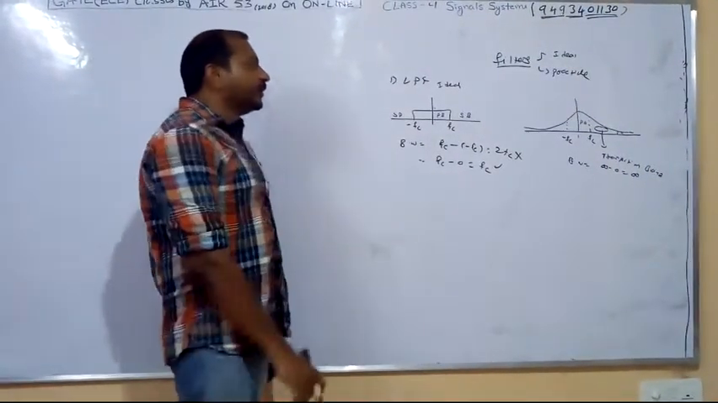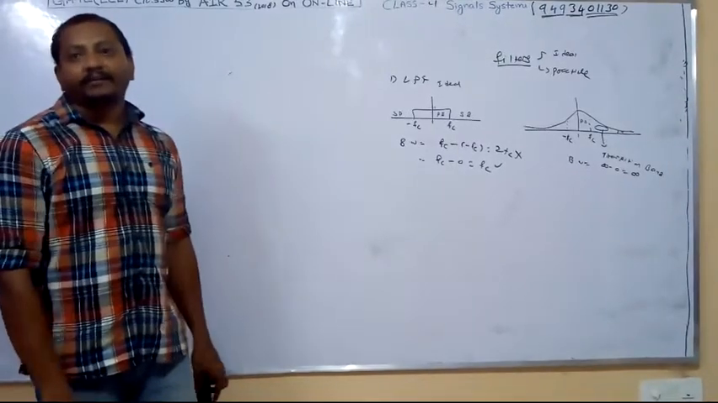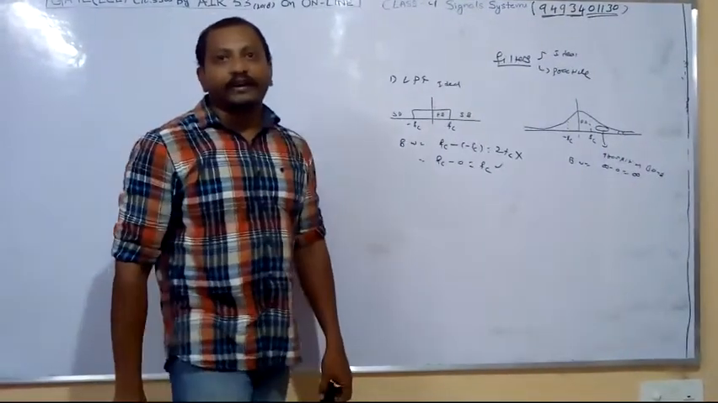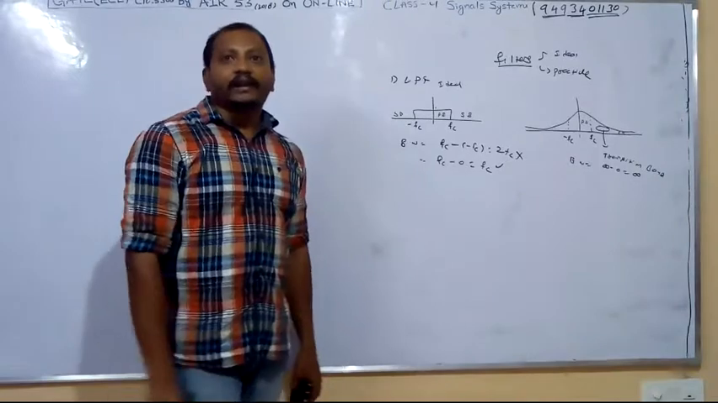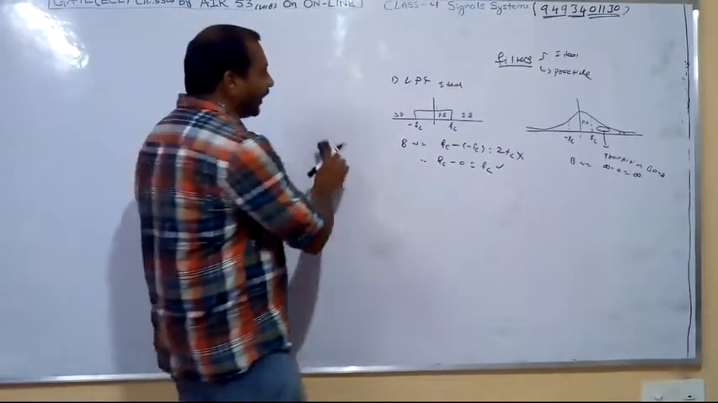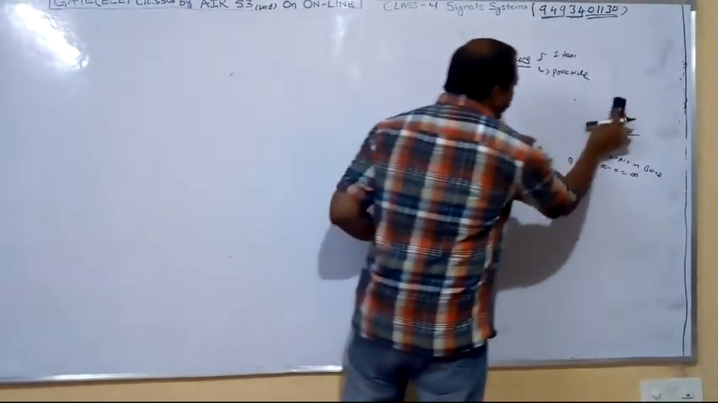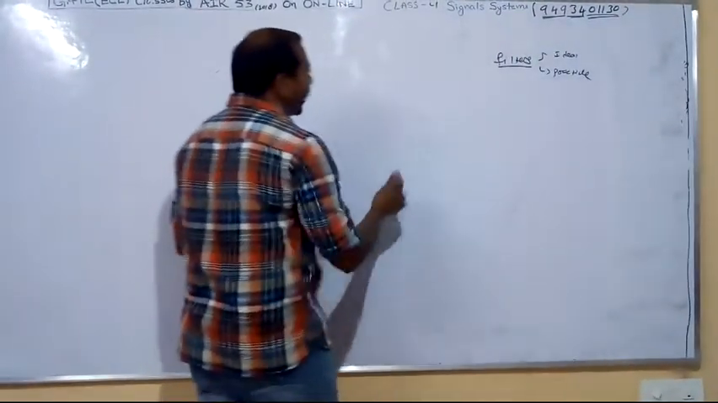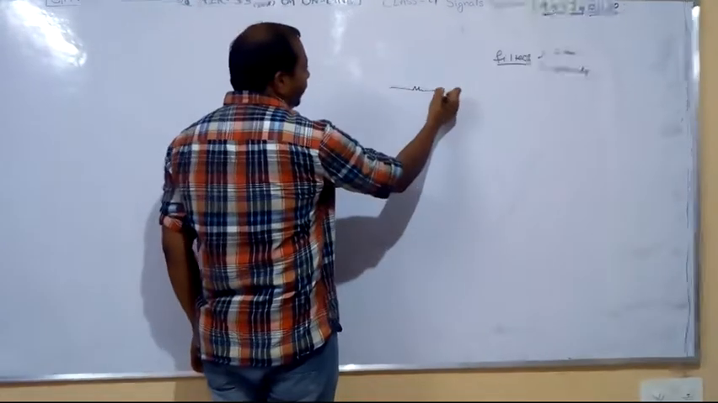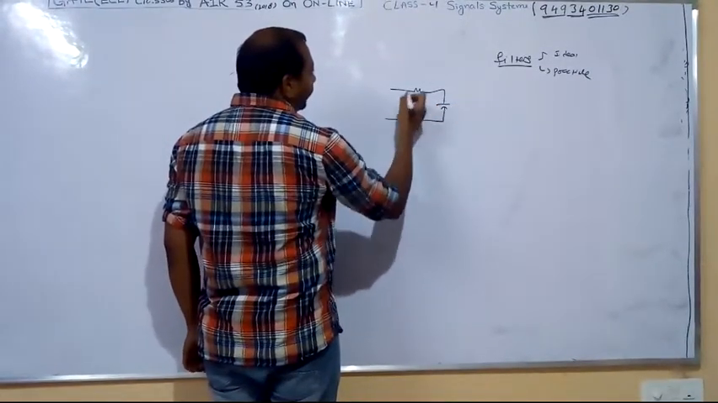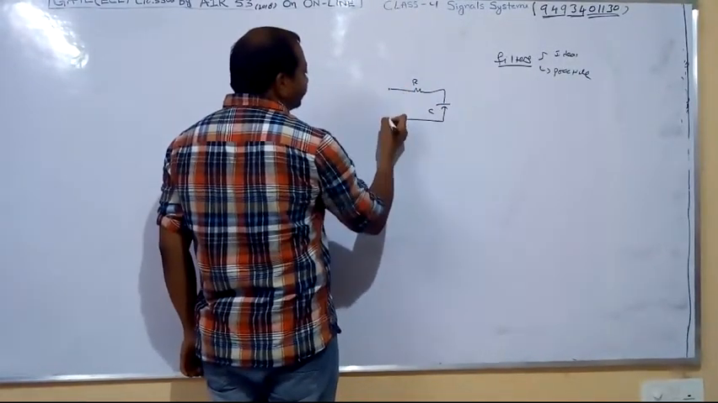In the practical low pass filter, the bandwidth can be treated as infinity minus 0, so it is always infinity. In that case, how can we calculate the bandwidth of the practical low pass filter? We will see. Consider the practical low pass filter: an RC filter can act as a practical low pass filter. This is R and this is your C.